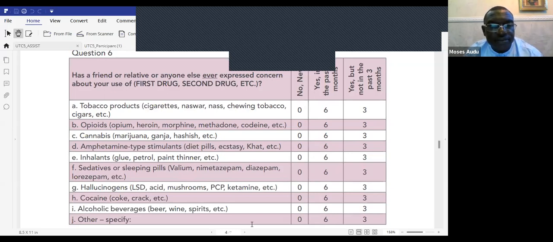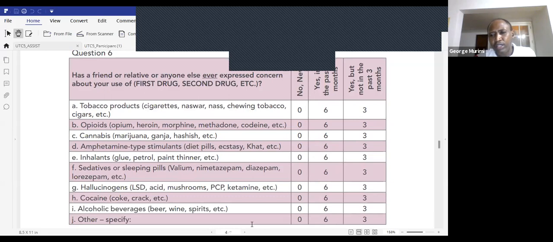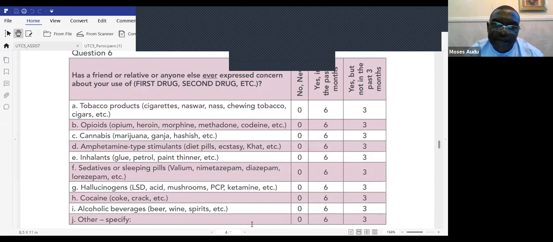My family complains about the smoke, the smell. Yes, there are always complaints from my wife, complaints from my children. That happens all the time. So that means at least almost daily then? Yes, almost daily there are complaints. Okay.